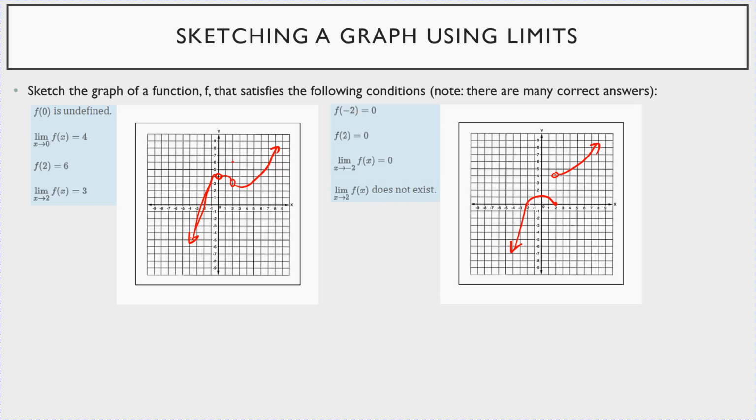f of -2 is 0. Boom. f of 2 is 0. Got it. Limit as x goes to -2, yep, it does go to 0. And look, the limit as x goes to 2 does not exist, because from below it goes to this value, but from above it looks like it's going to 4.